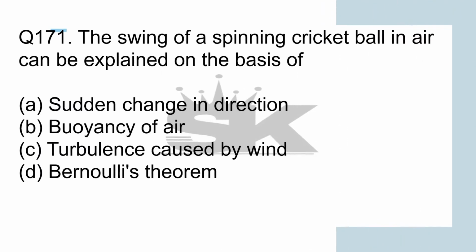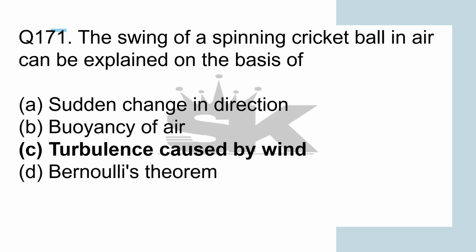The swing of a spinning cricket ball in air can be explained on the basis of turbulence caused by wind. Here you may get confused with option D, right? You may think that option D is also right.